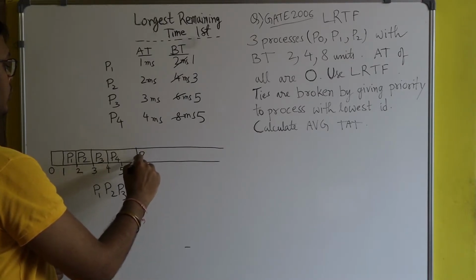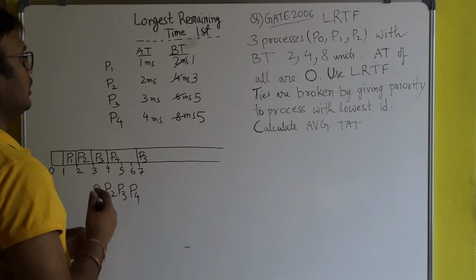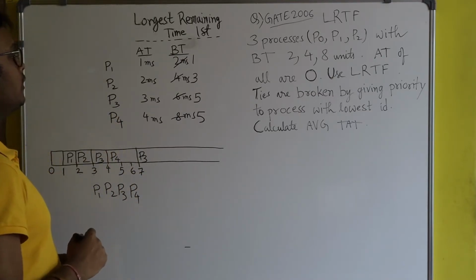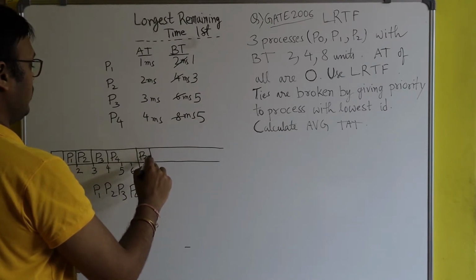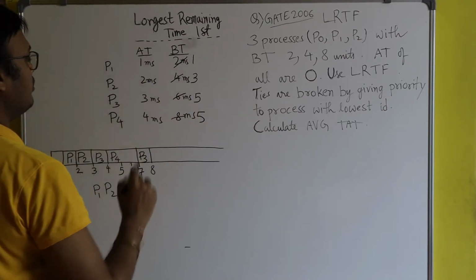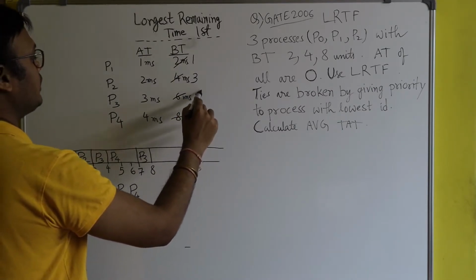So here you see context switching happened. So now process P3 will run for 1 millisecond from 7 to 8. So how much remaining time is there for process P3? It was 5, now it is 4 left.